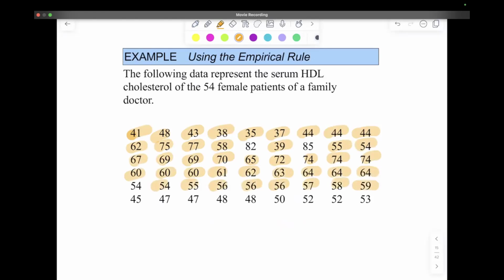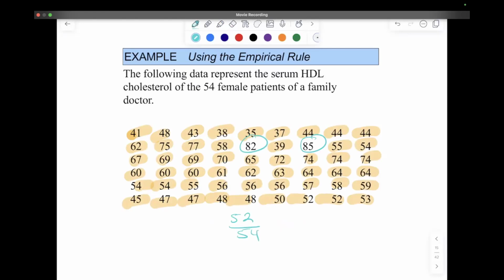Doesn't look like I have any more, do I? You're not kidding. It encompasses like all of it. Yep, there's 2 that are not. So I have 2 of them, these 2 right here. So 2 out of 54, so 52 out of 54 are within 2 standard deviations.